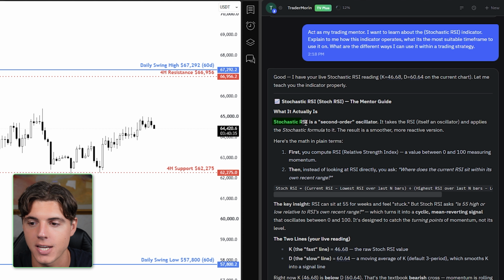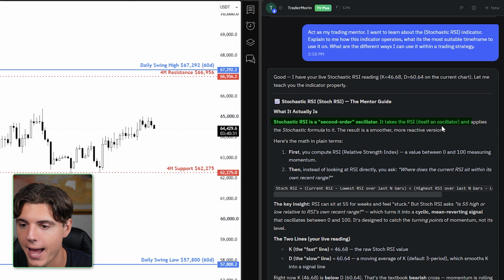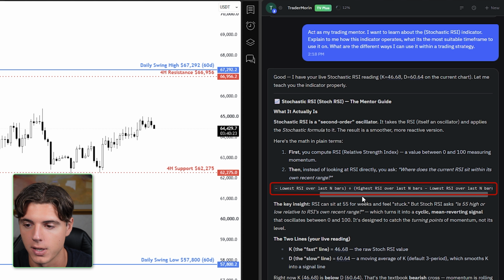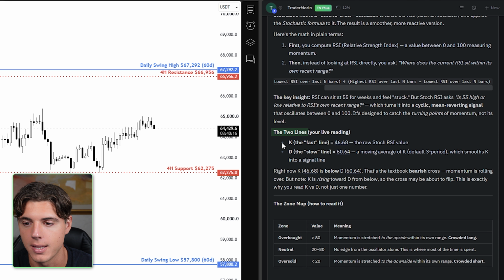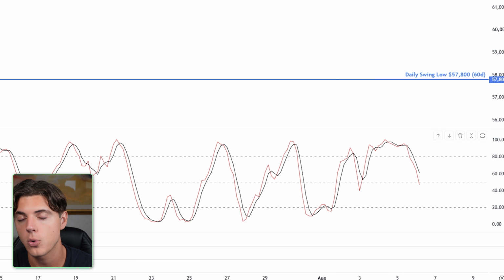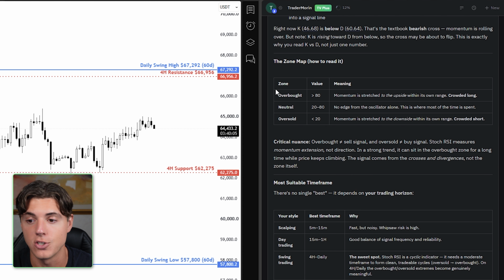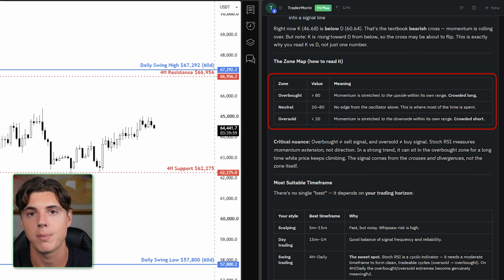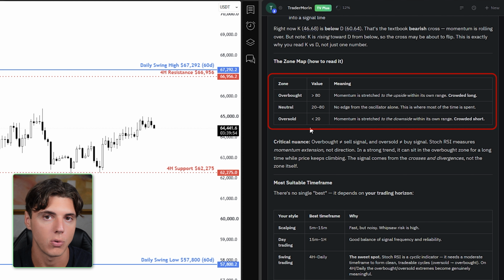So the stochastic RSI is a second order oscillator. It takes the RSI itself and applies the stochastic formula. So the stochastic is actually a formula. It also shows me right here the formula that it uses to get the stochastic RSI, as well as breaking down the two lines, which is the K and D line, where you have one faster line crossing over a slower or vice versa. It also breaks down the zones on the stochastic. So anything above 80 is considered overbought, and the same thing, anything below 20 is considered oversold. So very similar to the RSI itself, and in the middle, it is simply neutral.